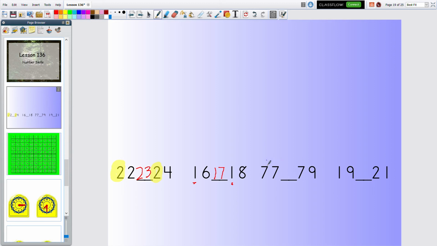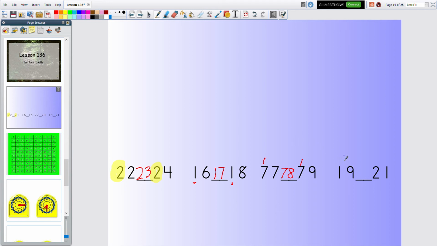Let's go over here. We've got the 7 here and the 7 here. These both start with 7, so they're in the 70 family. So to find out what comes in between, you look at the second digit, 7 and 9. What comes between 7 and 9? So that would be the 8. So this would be 77, 78, that's right, and 79, 7, 8, 9. Very good.